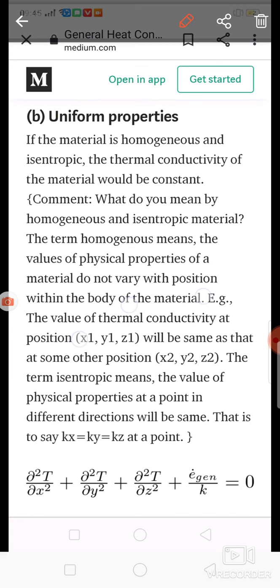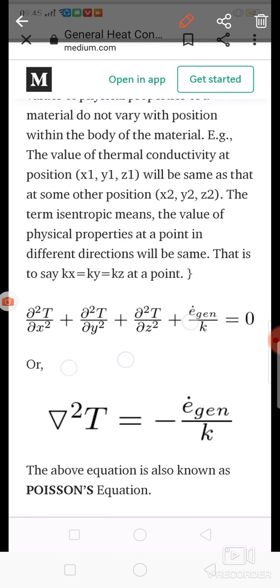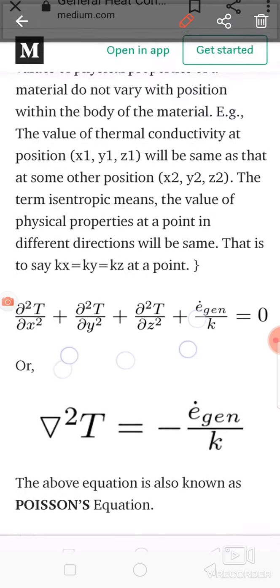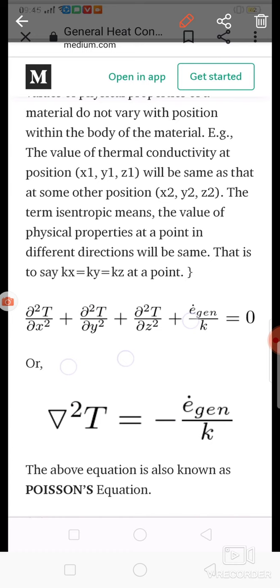So what is the equation? That is ∂²T/∂x² plus ∂²T/∂y² plus ∂²T/∂z² plus energy generated divided by k is equal to 0. In each term there is a k, so we divide each term by k. This is the equation for uniform properties. In vector form, it is ∇²T equals minus energy generated by k. This equation is nothing but Poisson's equation.